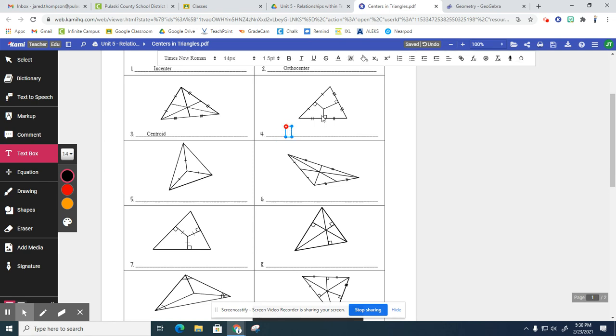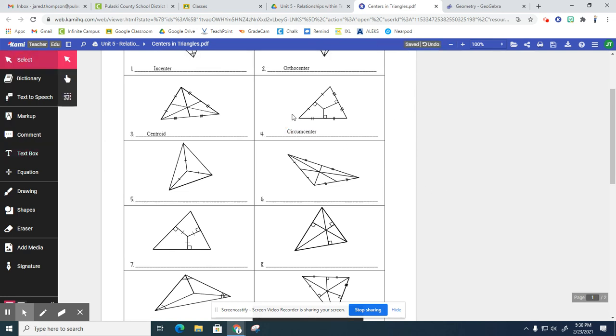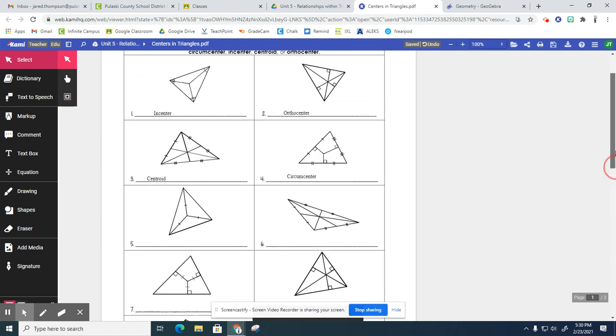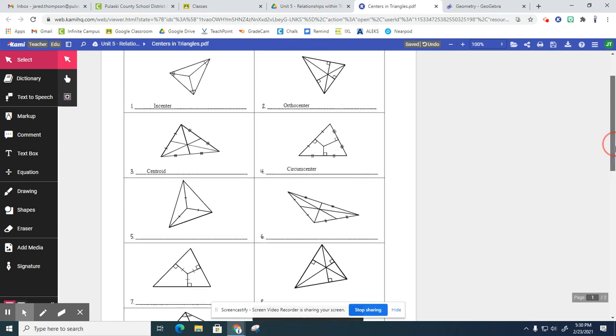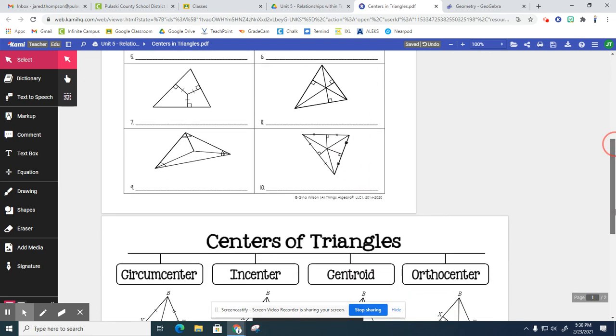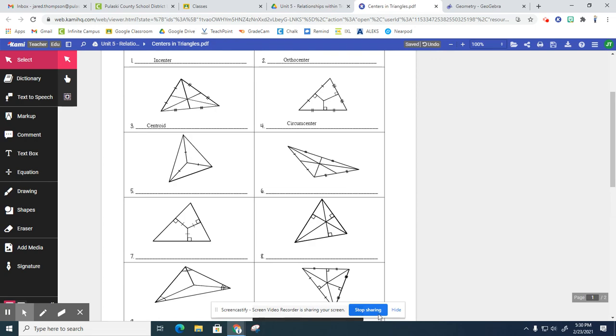Now look at this one. I see 90-degree boxes, and my sides are cut in half. So this is a circumcenter, because there are 90-degree boxes and we've cut the sides in half. And that's all you do. You just look at the markings and go through the process of elimination. All right? So I did the first 4. The last 6 are for you. And as always, if you have questions, let me know.